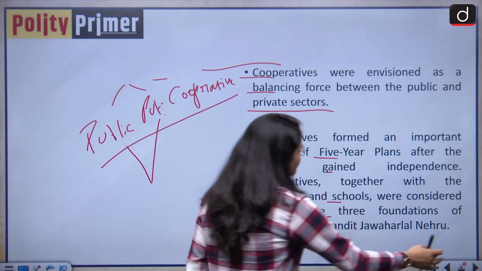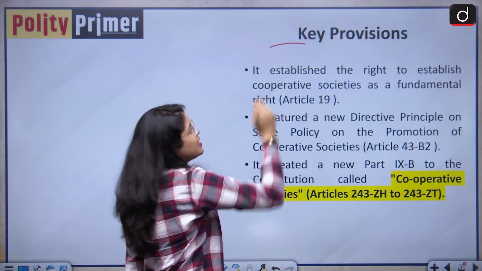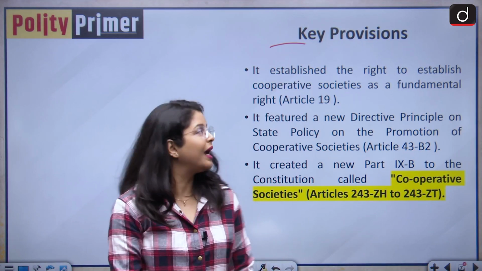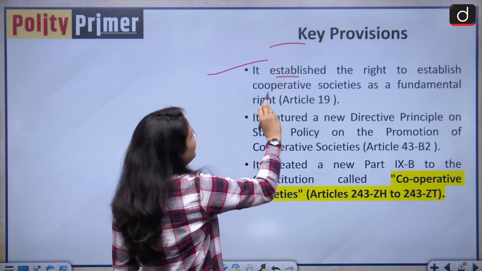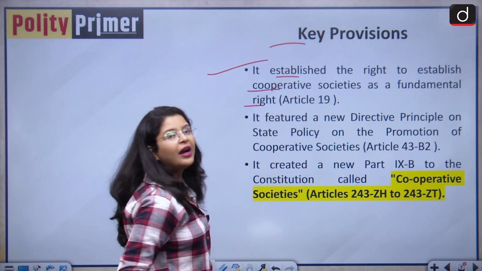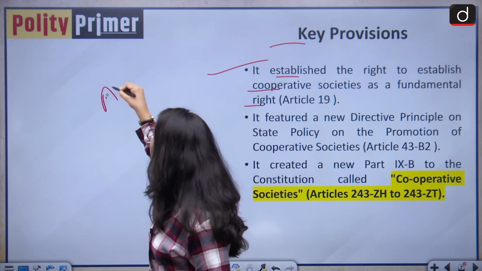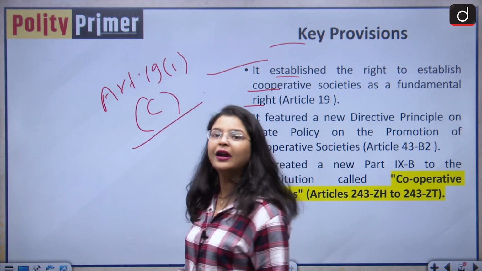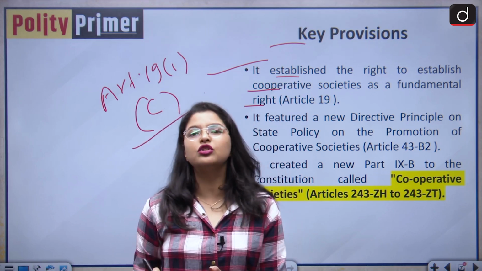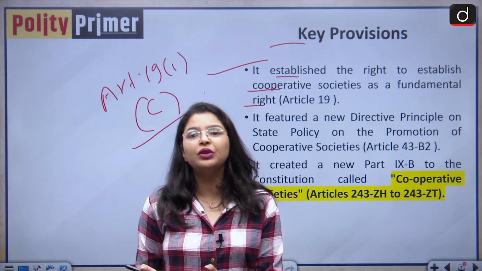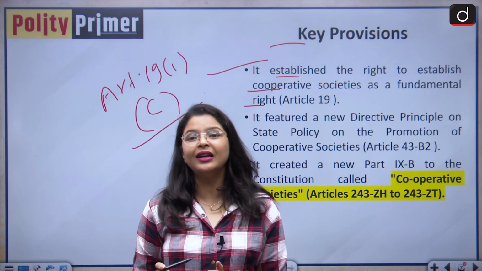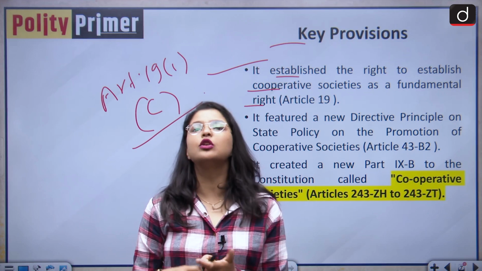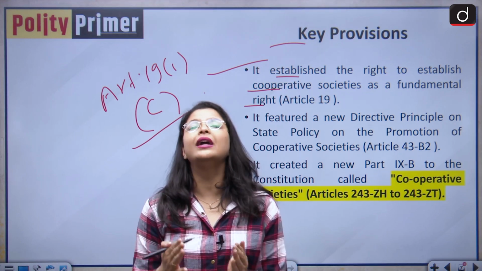Moving forward, let us analyze the key provisions that have been inserted in our Indian Constitution through the 97th Constitutional Amendment Act. Basically, it has established the right to form cooperative societies as a fundamental right under Article 19 clause 1 subclause C. So you have a fundamental right to establish cooperatives or unions. And what is a cooperative or a union? See, a cooperative is a joint entity that works for a joint purpose. Okay, it works either for a joint social purpose or economic purpose. So basically it has a joint aim to fulfill.